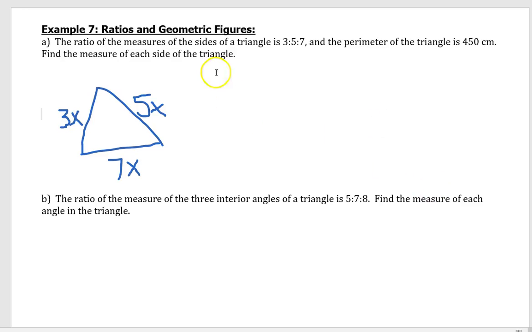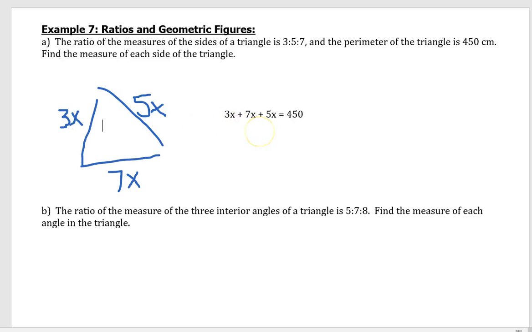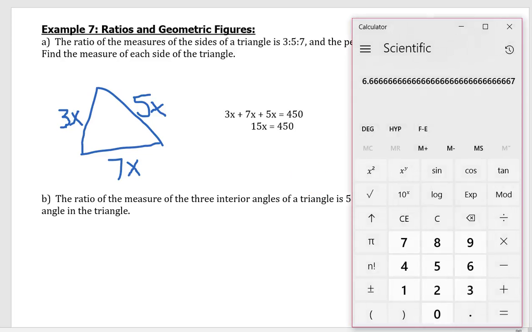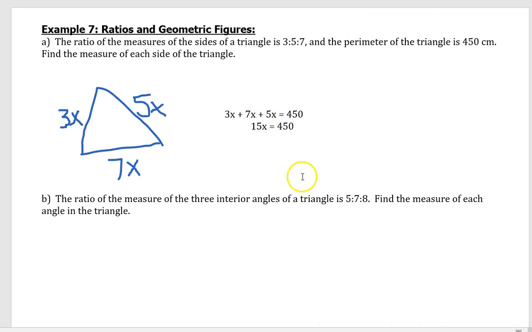Now, to set up an equation here, we don't know the side lengths, and that's what we want to figure out. I'm literally just going to add these together. So we have 3x plus 7x plus 5x, and I'm going to set that equal to the perimeter, which is 450 centimeters. Now, all I have to do for my next step is combine like terms. So add those x's up, we get 15x equals 450. And I'm going to grab my calculator here real quick again. 450 divided by 15 is going to give us x being 30.